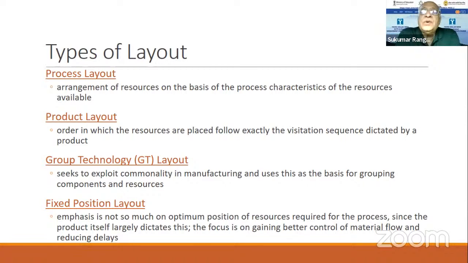One is the process layout, arrangement of resources on the basis of process characteristic of the resources available. Like, let us say, a chemical industry. Now, the process layout is designed in, it cannot be done haphazardly. It works continuously, or steel manufacturing for that matter, or cement manufacturing. These are typical kind of works.